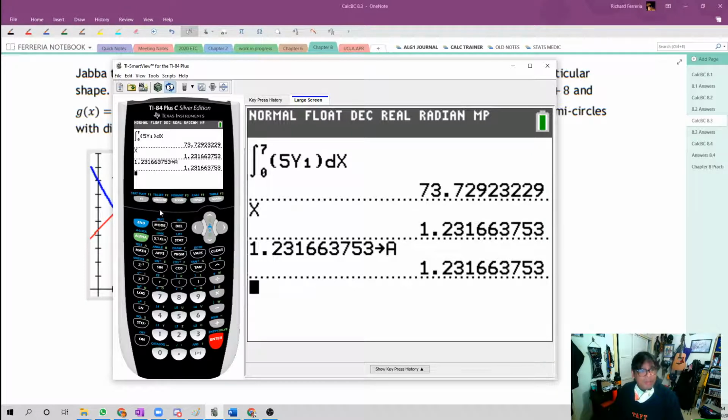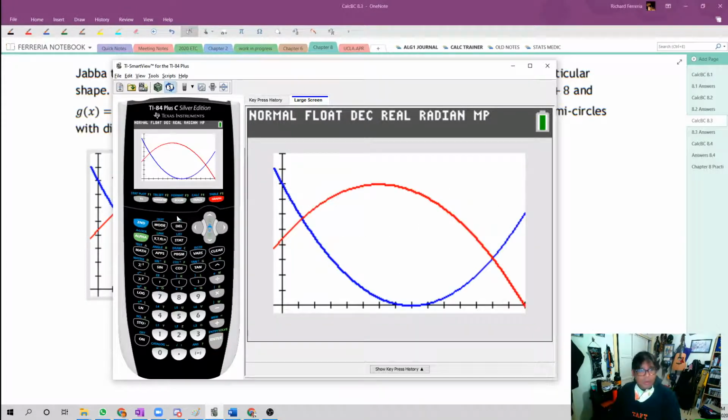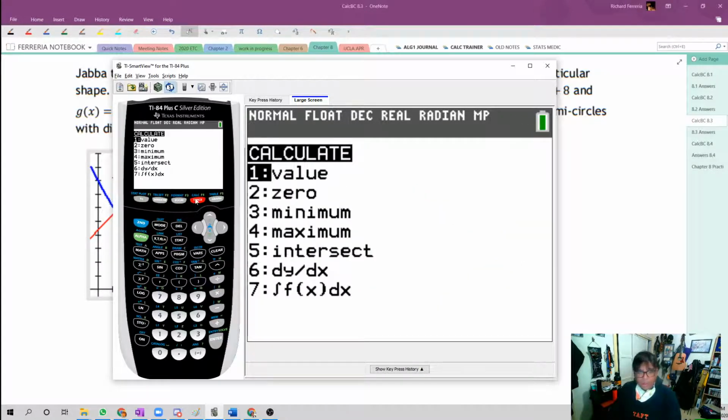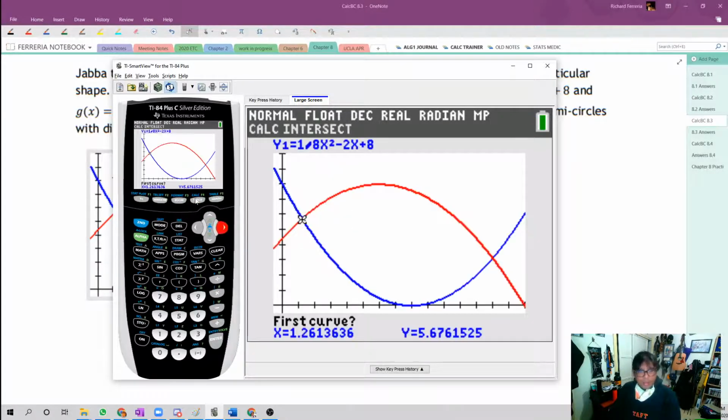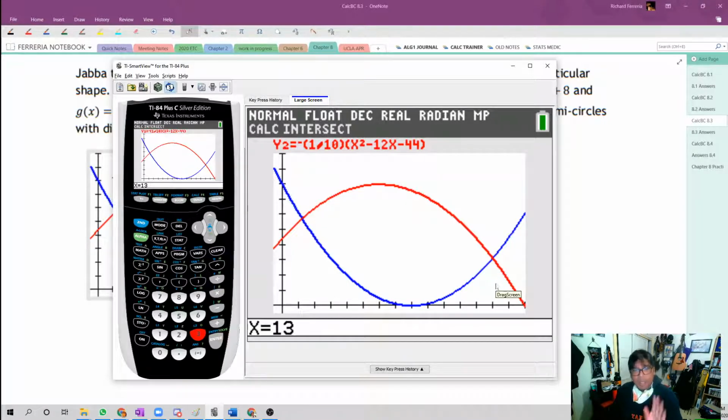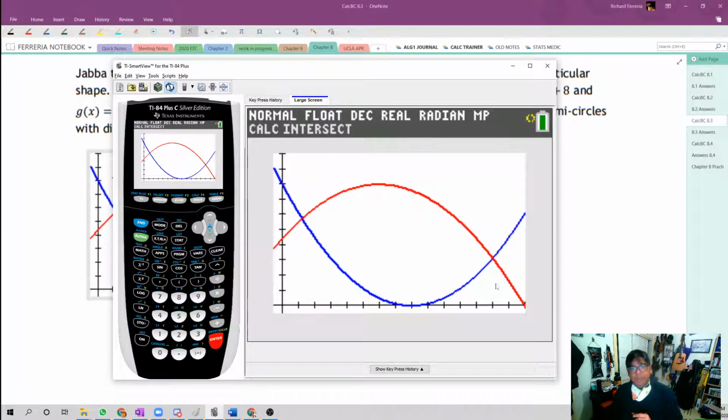We're going to do the same thing for letter b. We're going to find an intersection. Second, calculate. Intersection is 5. Are we on the first curve? Yes. Are we on the second curve? Yes. And what does that look like? 1, 2, 3, 4, 5, 6, 7, 8, 9, 10, 11, 12. That looks like right around 13. So I'll make my guess 13 by typing the number 13. And I got 12.99058. Same drill.